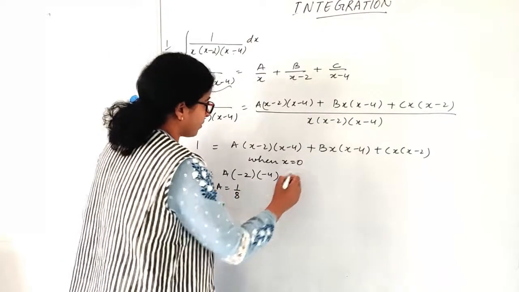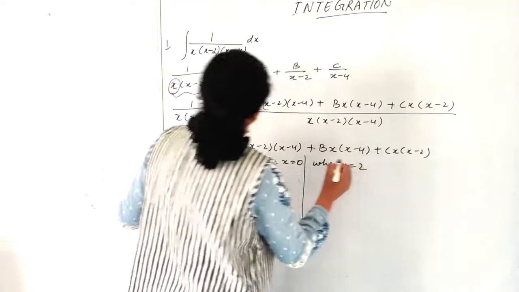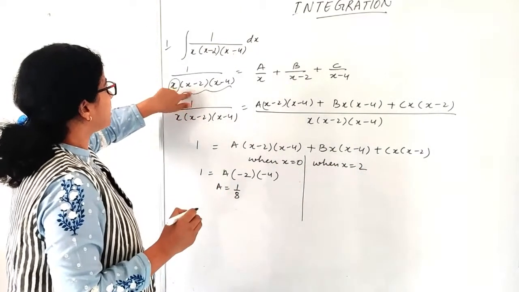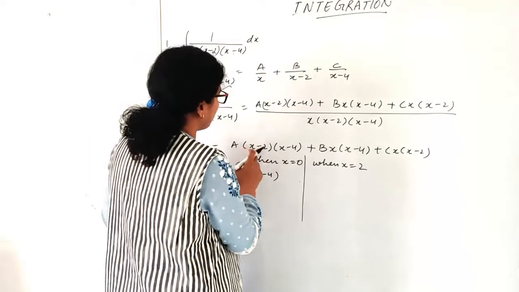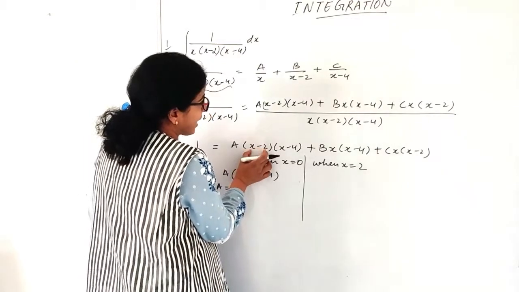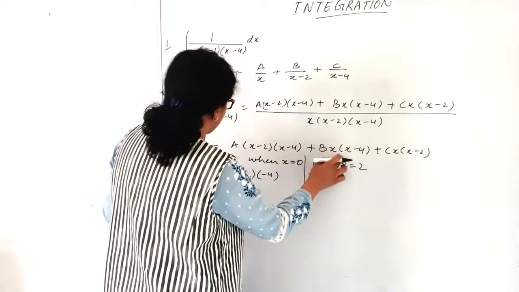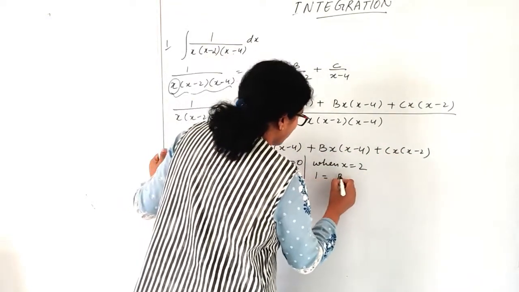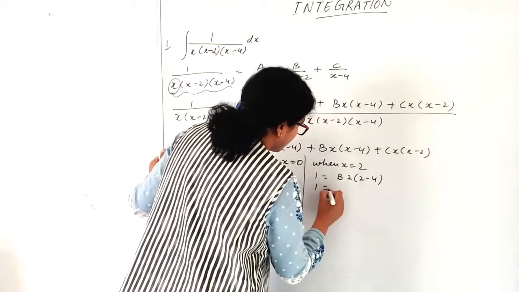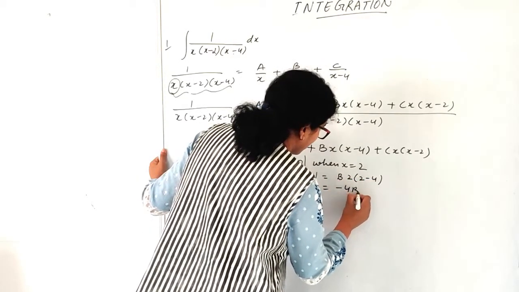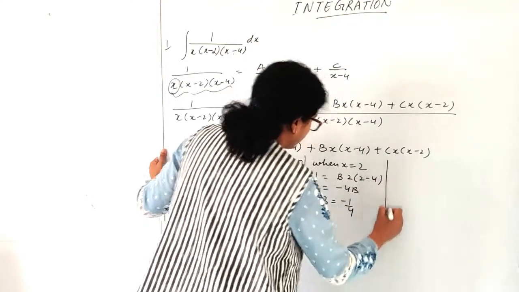Correct? Now, when x equals 2, look here. If I keep this term equal to 0, I am getting x is equal to 2. Substitute x is equal to 2. So 2 minus 2, this term will vanish. 2 minus 2, this term will vanish. I will have only the value for b. So 1 equals b times 2 minus 4, right? So I am getting minus 4b, which implies b is equal to minus 1 by 4.